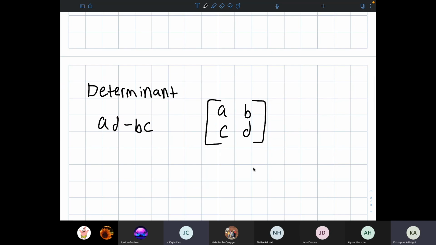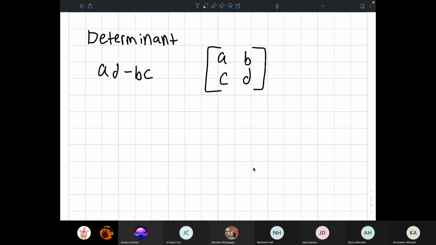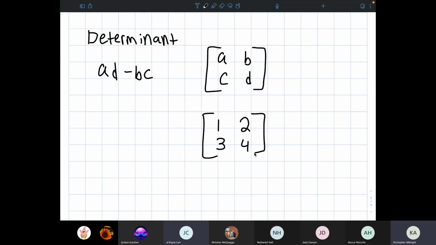So if we have... Mr. Albright, is that a D? Yes. Is that better? Okay. So if we take the determinant of something that looks like this, or we need to see, okay, AD, Jakayla, can you mute yourself again, please?